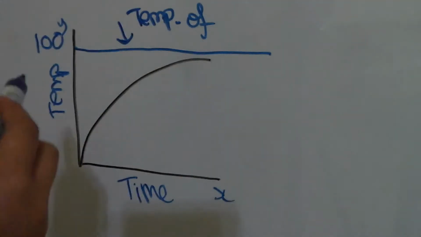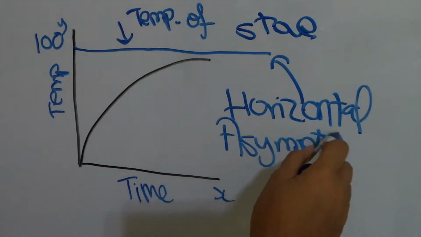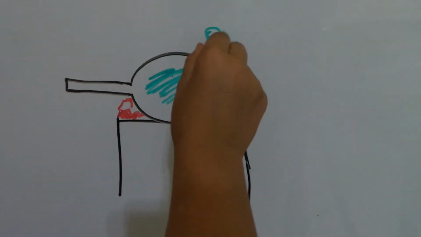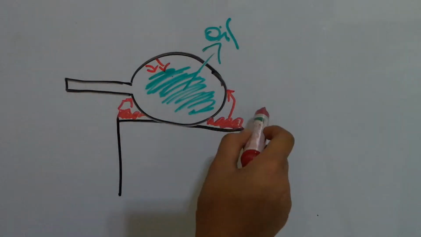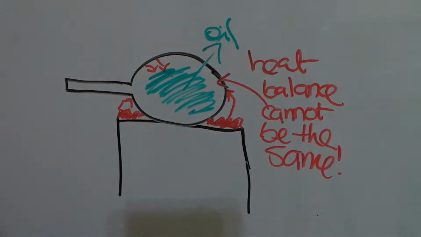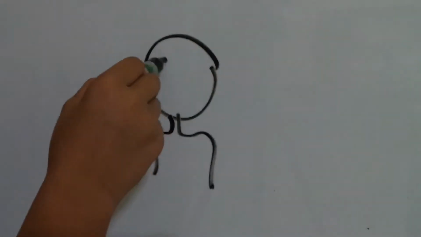The balance of temperature is not possible, as the income of heat for the stove will always be greater than the income of heat to the oil. Heat cannot possibly be transferred completely, and for that reason, 100 on the y-axis is the horizontal asymptote. The window settings were changed because it's impossible to have negative time.